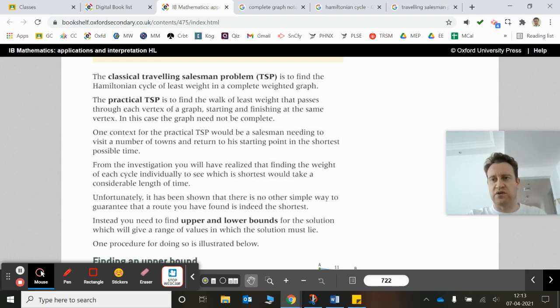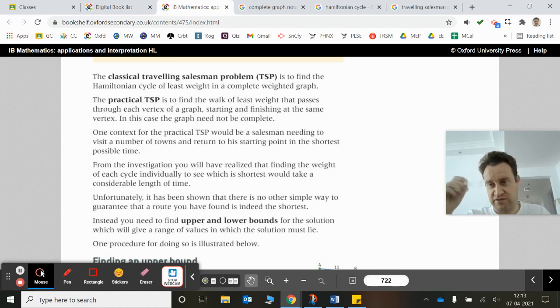Now, the fact is, though, that you're unlikely to be given that situation and you're going to be given a graph which is not complete. So you will need to make it complete in order to use the algorithms. Now, the practical traveling salesman problem is to find a walk of least weight that passes through each vertex of a graph, starting and finishing at the same vertex.